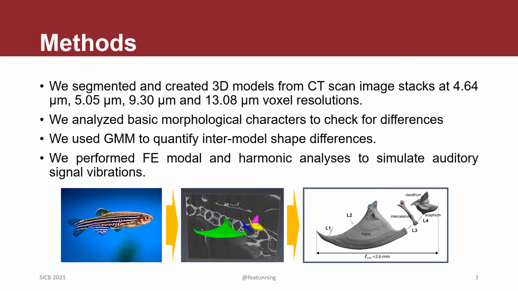In this work, we first segmented and created 3D models from CT scan image stacks at 464, 505, 930, and 1308 micrometers voxel resolutions. And then we analyzed basic morphological characters, volume and surface of the digital models to check for differences. We used geometric morphometrics to quantify intermodel shape differences. And finally, we performed finite element modeling and harmonic analysis to simulate auditory signal vibrations.